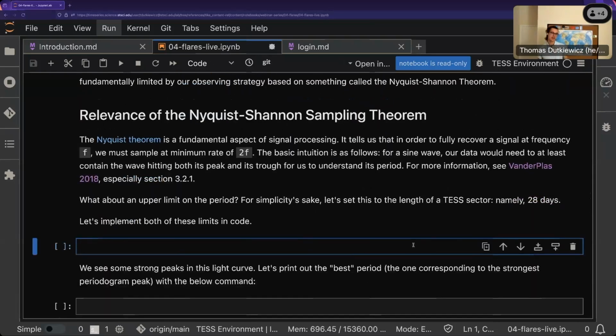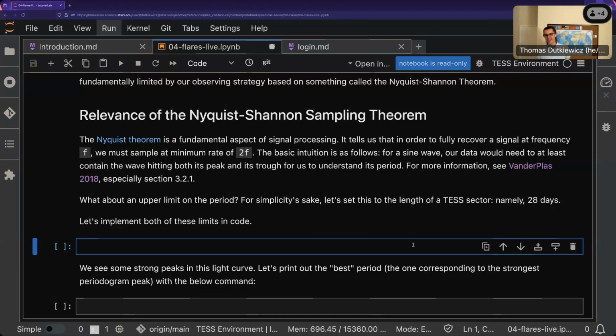The other more important thing is the Nyquist theorem, and this is a fundamental aspect of signal processing. It does not apply just to astronomy. It applies to plenty of things, the most common one being audio. So in order to fully recover a signal at a frequency f, we must sample at a minimum rate of 2f. This is why digital music files or digital audio files sample at a rate of 48,000 hertz. It's because human hearing only extends up to 20,000 hertz if we're being optimistic. And so if you sample a sound wave at 40,000 hertz, you are capable of fully reconstructing that signal.